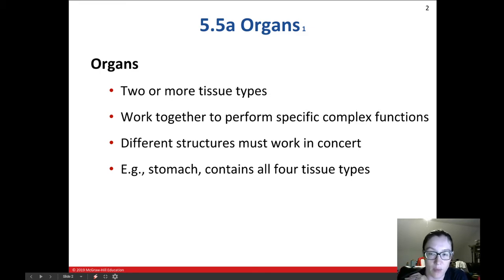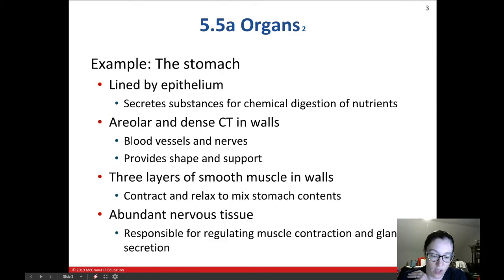The stomach, for example, is going to be lined by epithelium, so it secretes substances for the chemical digestion of nutrients. Now, you don't have to memorize everything specific for the stomach. This is just an example, and we'll learn more about it in 169 in digestion. But the epithelium is really important. It's going to secrete mucus to help protect the stomach itself from the stomach acid. It secretes lots of different digestive enzymes to start digesting protein.